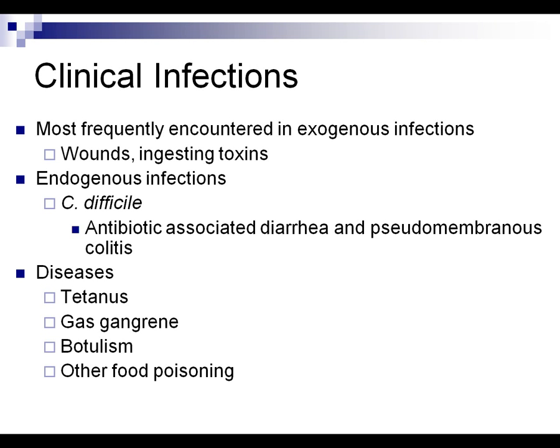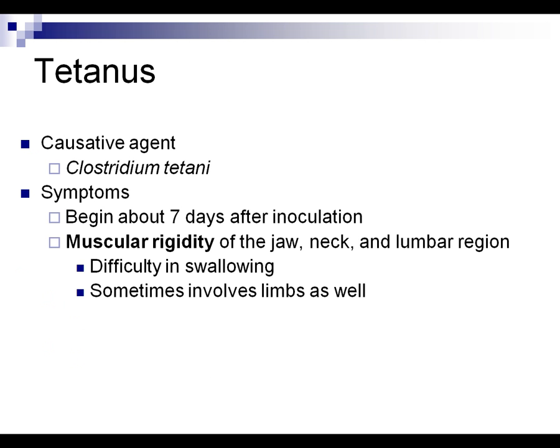Now, some of these infections can be from exogenous sources, so somewhere from outside the body. So those are like your tetanus, your gas gangrene, botulism, and other food poisoning diseases. So tetanus is caused by Clostridium tetani. That should be pretty easy to remember.